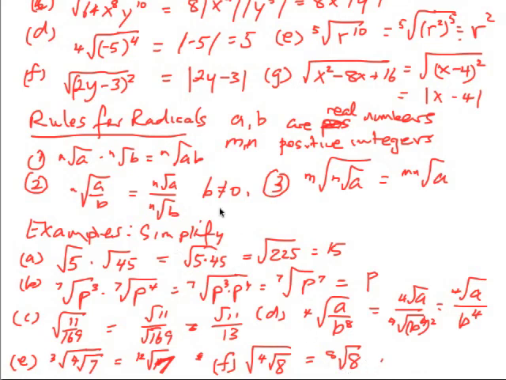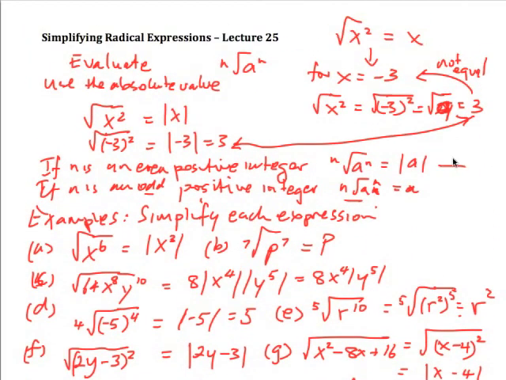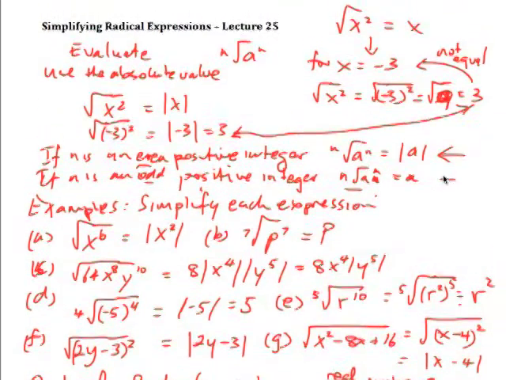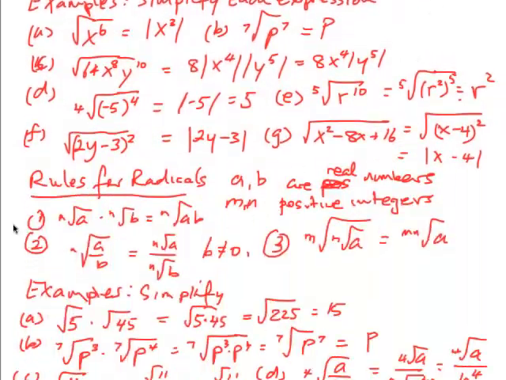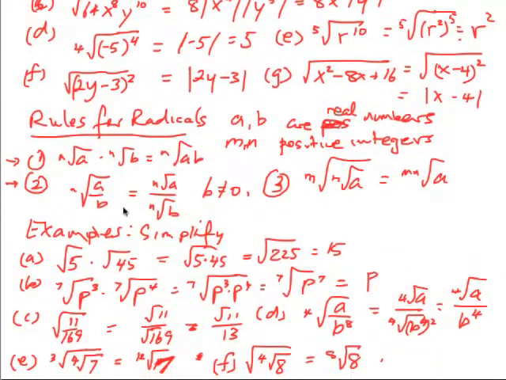Okay, so that's how we do simplifying radicals based on these rules. Remember this situation when it's even, and it doesn't matter when it's odd. Okay, make sure you remember the rules. Right, the product rule, the quotient rule, and of course the nth root of the nth root rule, called the power rule.